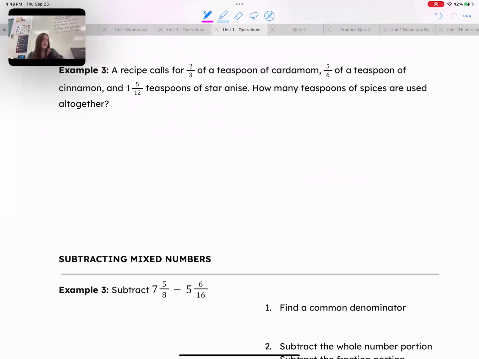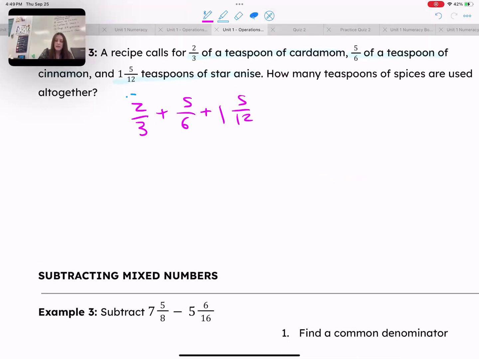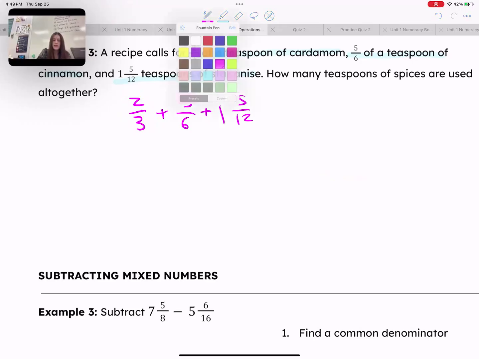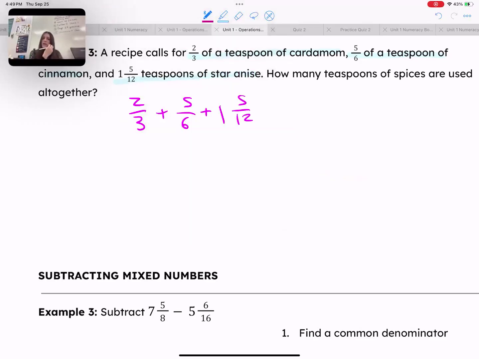Next, let's do example number 3. So here they're going to give us some values of spices and they want us to add all this together. So this is an addition question. I've got 2/3 plus 5/6 plus 1 and 5 over 12. And I am going to complete that addition. So now we have 3 fractions in play here. That's a little bit trickier, but we're still going to do it the same way.